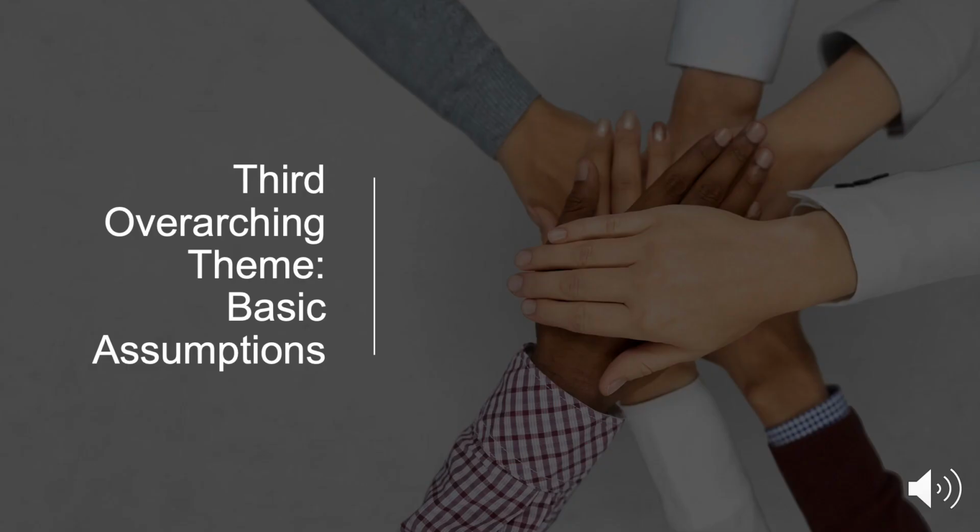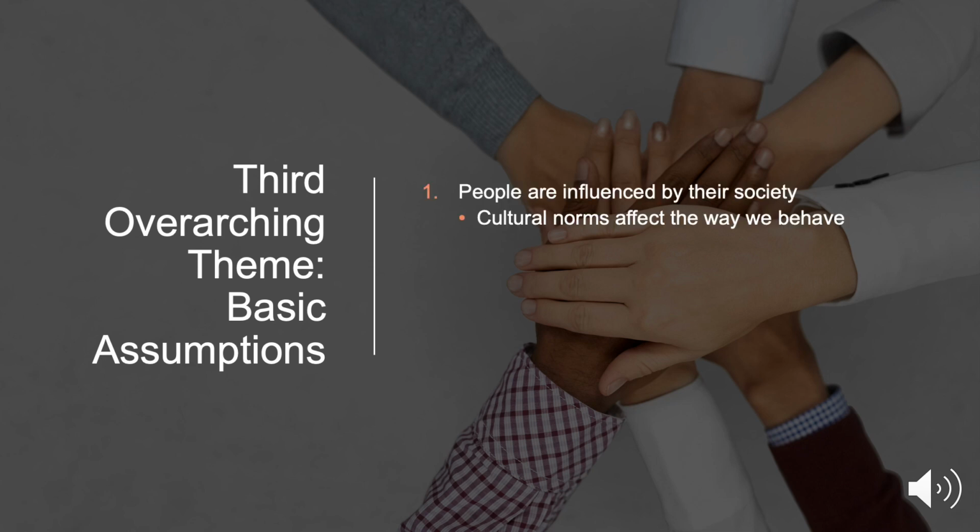The third overarching theme focuses more on society, so let's talk about those basic assumptions. Number 1, people are influenced by their society. Cultural norms affect the way we behave. While we are heavily influenced by our own sense of self, we are also heavily influenced by the culture that surrounds us. Our behavior can be determined by the expected behavior in our culture.